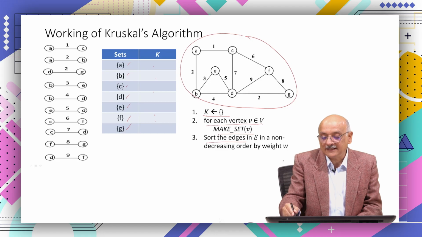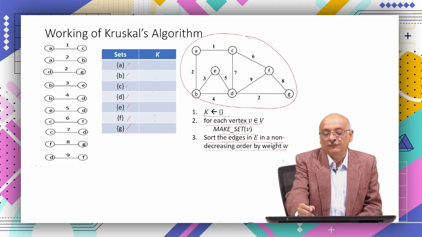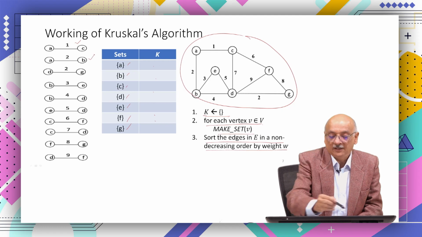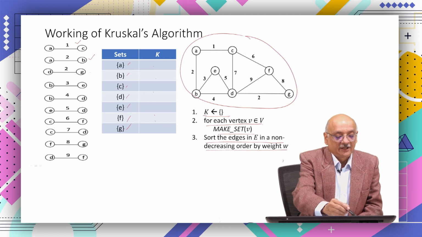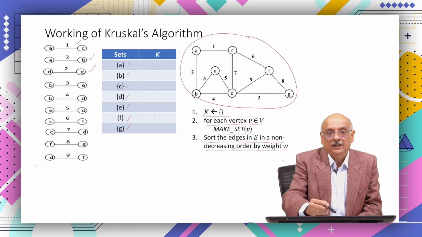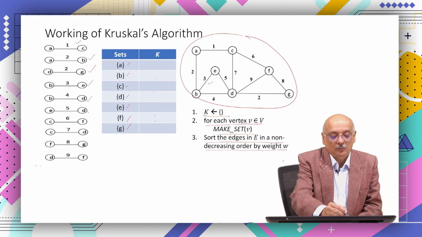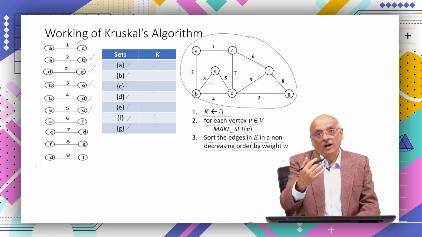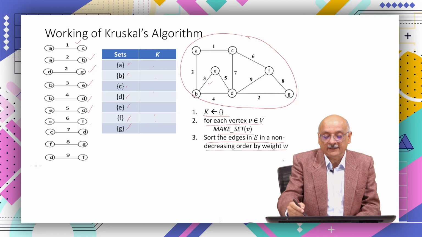Then sort the edges in E in non-decreasing order of their weight. The first edge, which has the least weight, is AC, so it appears here. Next is AB, which comes here. Next is DG, so DG is here. Like that, you can see that these edges are put in non-decreasing order. So we have got the edges in non-decreasing order.